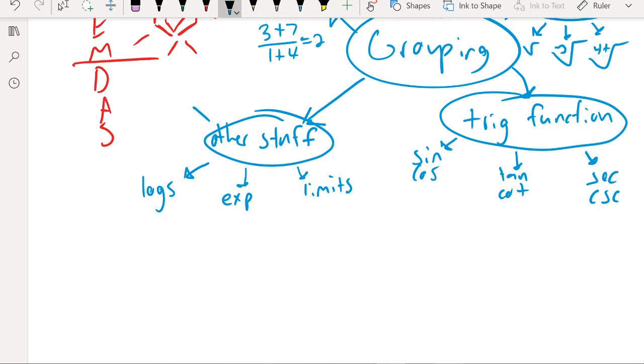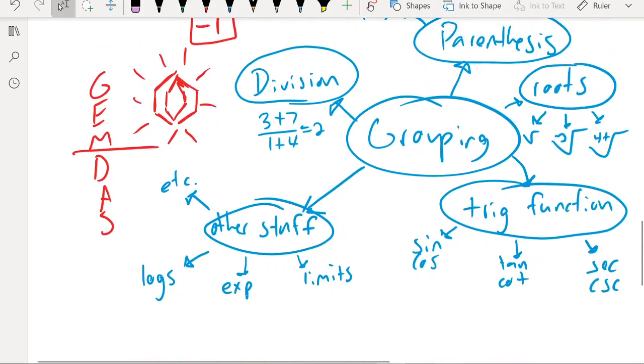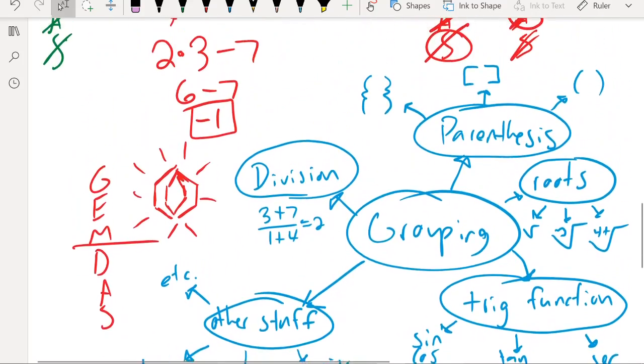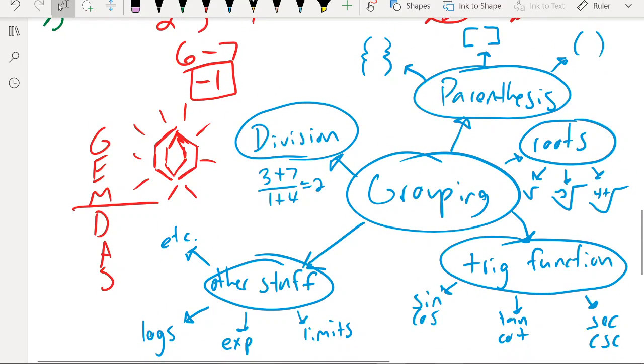I don't know, just other stuff, etc. That's why it's spelled ETC. Okay, so those are all the different groupings. And not all of them, because that's why I left an etc. because there's other things in there. If I miss any that are really important, let me know in the comments.